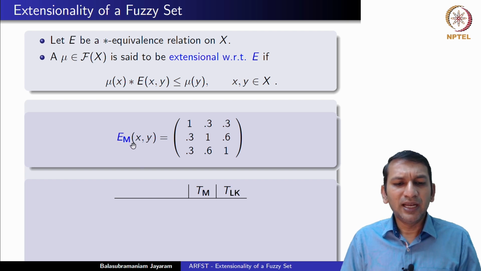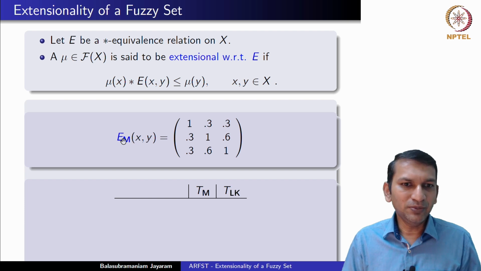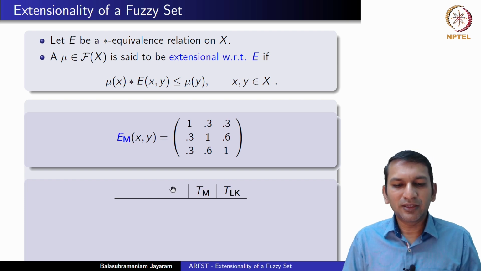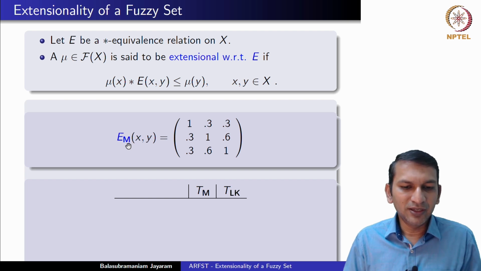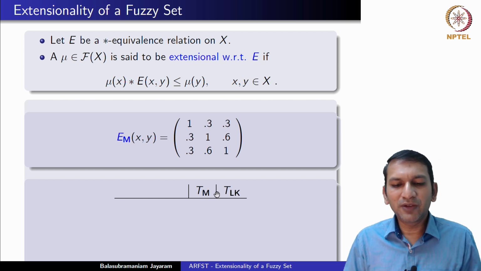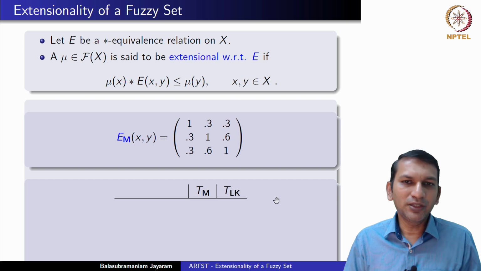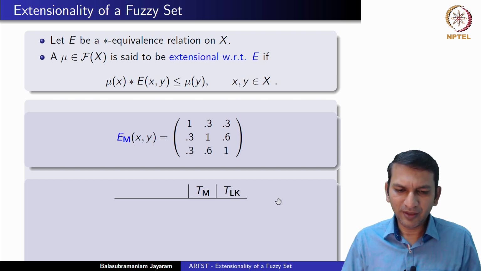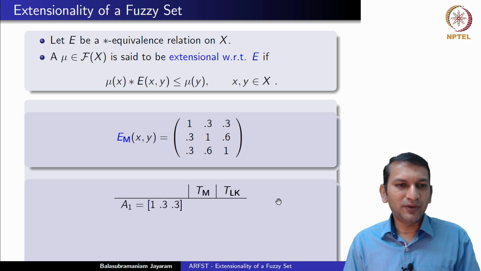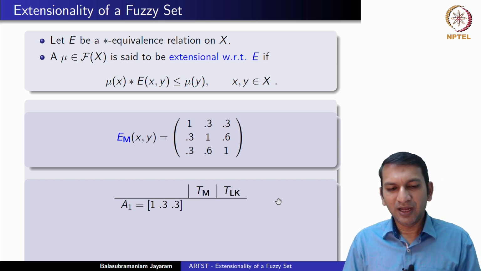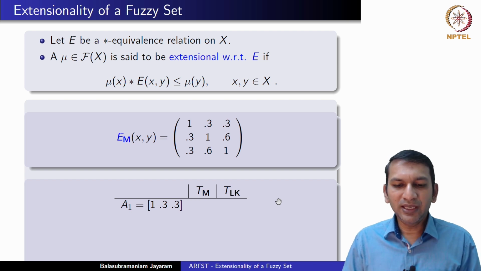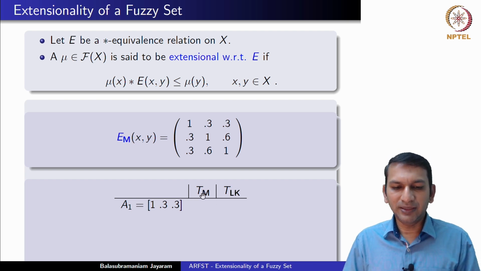And since this is TM equivalent, it will be T equivalent for any T-norm. So we could consider the extensionality of a fuzzy set with respect to this relation with any T-norm. In particular, we are going to consider the min T-norm and the Lukasiewicz T-norm. Let's consider the first antecedent that we took, A1, which is (1, 0.3, 0.3), and ask the question: is this fuzzy set extensional with respect to E and the T-norm Tm?